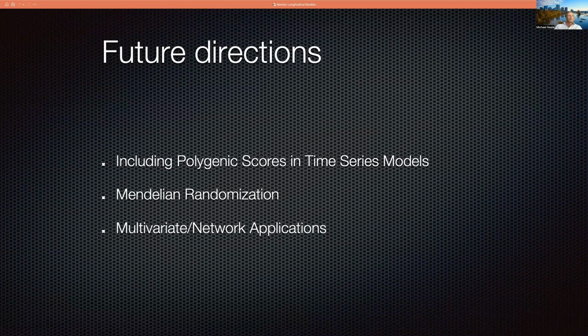And one such area of interest of mine and several of my colleagues, Dave Evans in particular, is Mendelian randomization, where we're looking at genetic effects and, say, an exposure and an outcome. And there's a great deal of development work in that area concerning the application of polygenic scores to time series data. And we can expect similar and further multivariate or network applications of this model. But I'm going to leave it there for now.